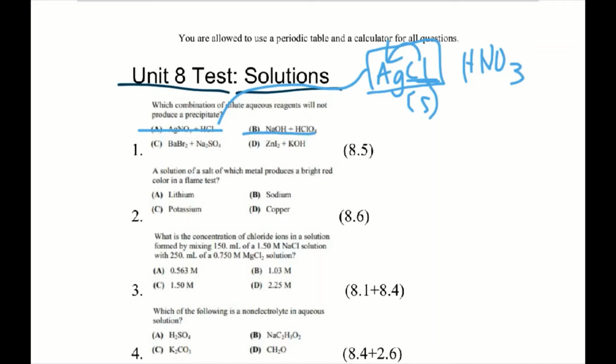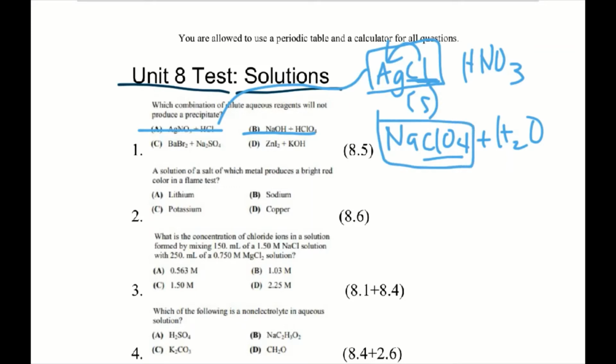NaOH and HClO4. If you switch those up, you get NaClO4 and H2O. Will this have any precipitates? Well, if you remember, perchlorates are usually soluble and there are usually no exceptions. So in this case, sodium perchlorate will be soluble, and in addition, the sodium is always soluble, and water is just water, it's part of the solvent. So I think the answer for this question will be B. But let's take a look at the other answer choices.